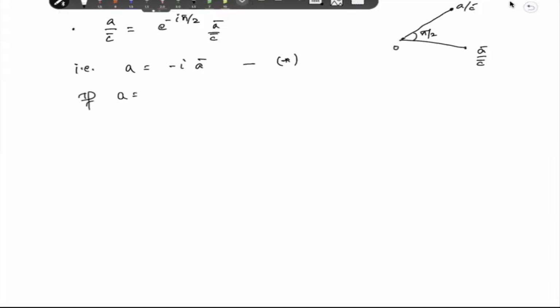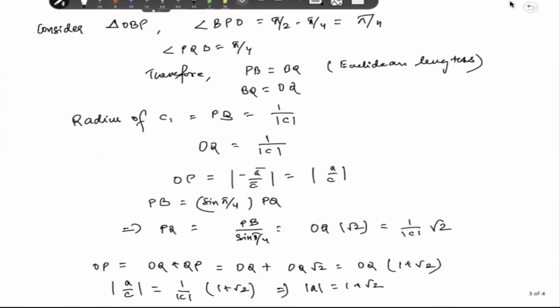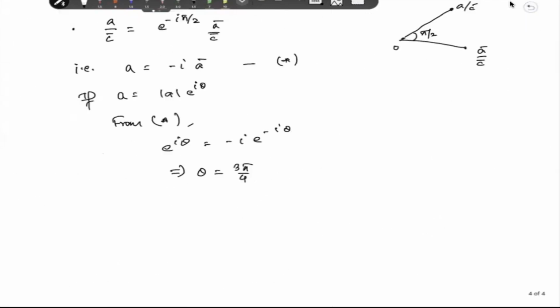And now suppose A is equal to mod A e to the i theta. From this equation star, what will we get? So e to the i theta will be equal to minus i times e to the power minus i theta. So this will imply that theta is equal to 3 pi by 4. Yeah. So from the earlier things, mod of A we have already computed, it is 1 plus root 2. Therefore A is equal to 1 plus root 2 times e to the power i 3 pi by 4, which is nothing but minus 1 by root 2 plus i by root 2.